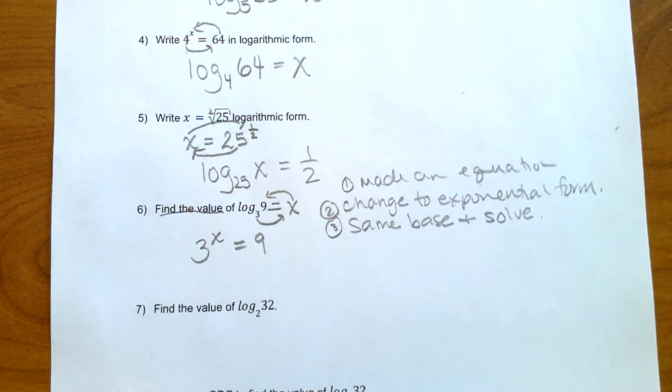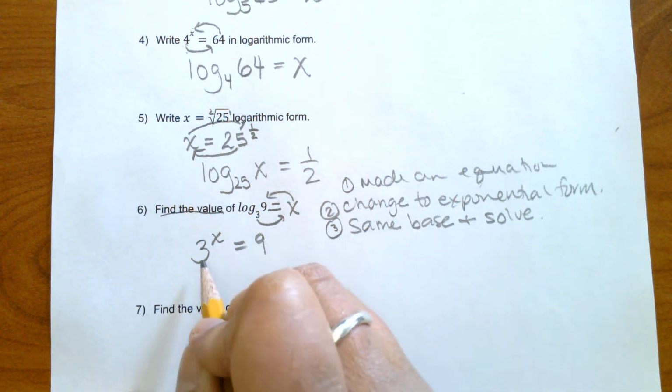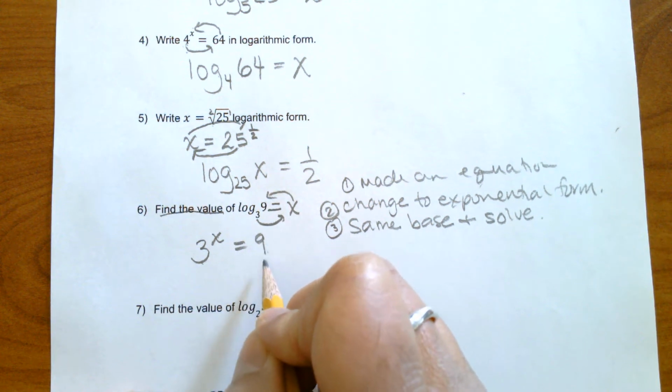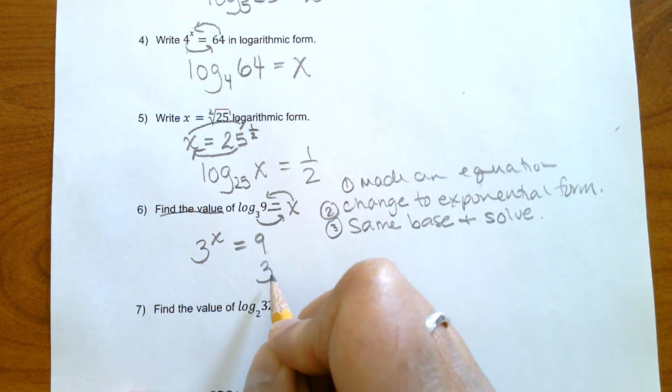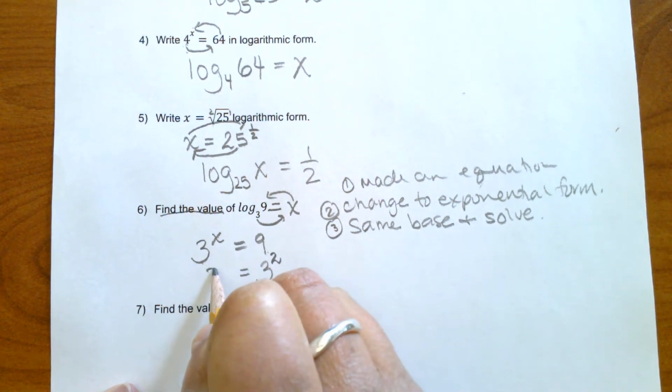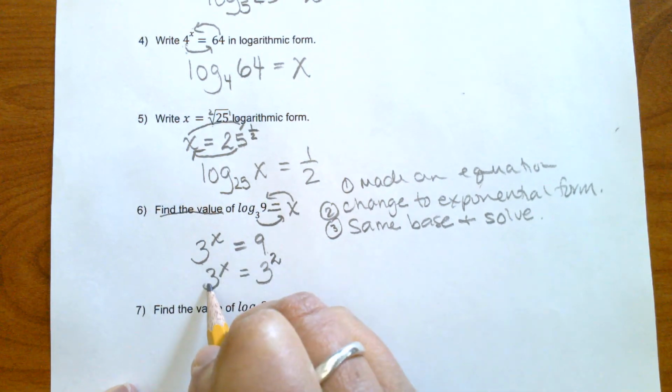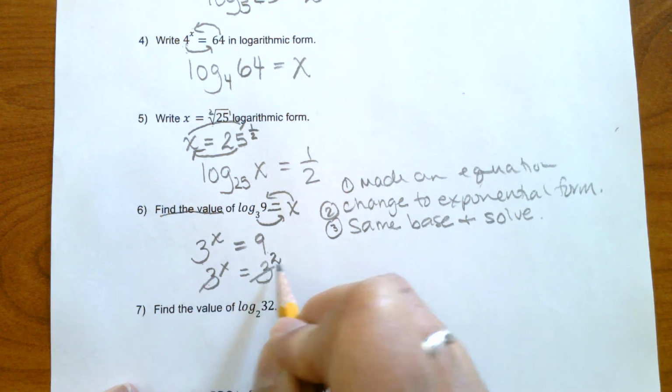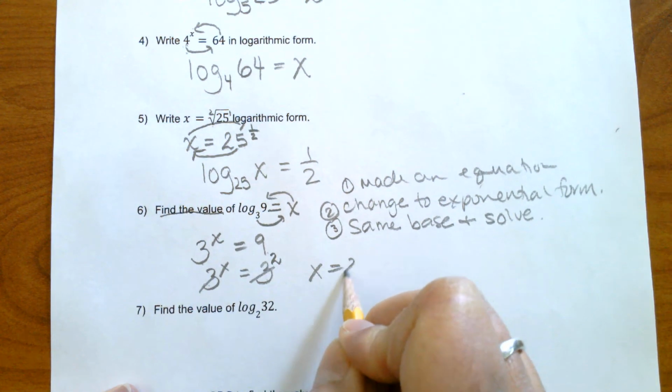What do I mean by same base? You did this previously. We have 3 to the x. Can I change 9 into having a base of 3? Well, yes. 3 squared is 9. So now that we have same base, we can cancel out the bases and we know x equals 2.